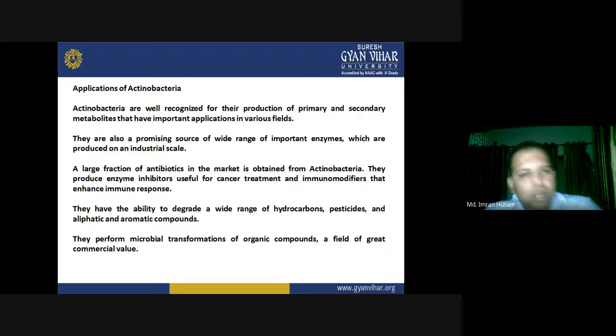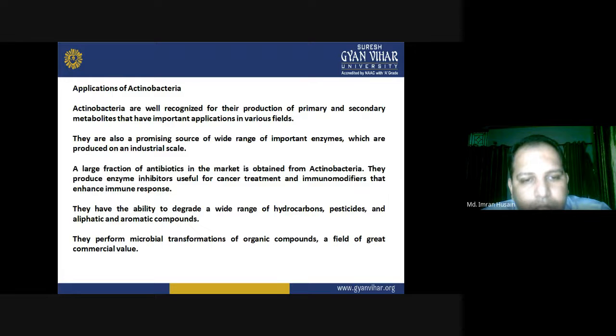Applications of actinobacteria. Actinobacteria are well recognized for their production of primary and secondary metabolites that have important applications in various fields. They are also a promising source of a wide range of important enzymes which are produced on an industrial scale. A large fraction of antibiotics in the market is obtained from actinobacteria.